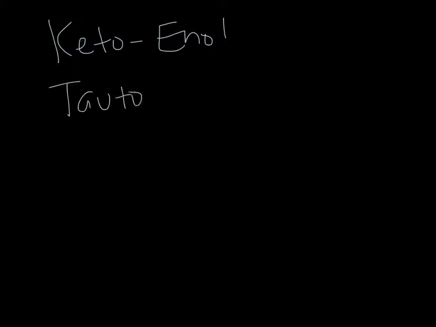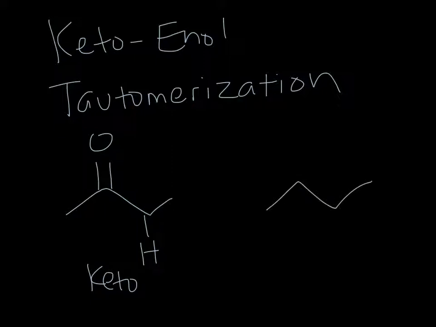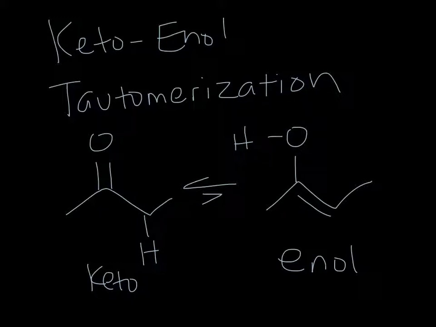In this video, we'll look at the keto-enol tautomerization. So, this would be my keto form. And this would be my enol form. And these guys are in equilibrium through the movement or migration of one group.